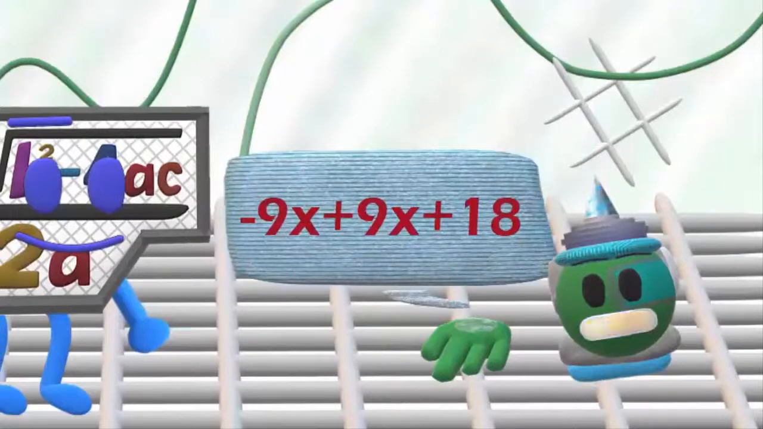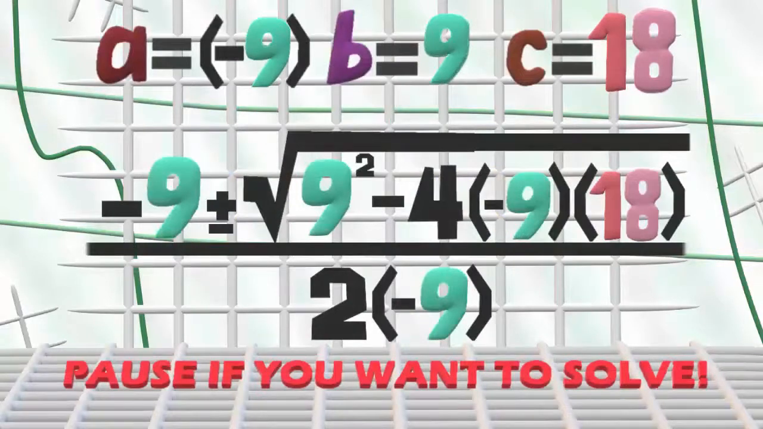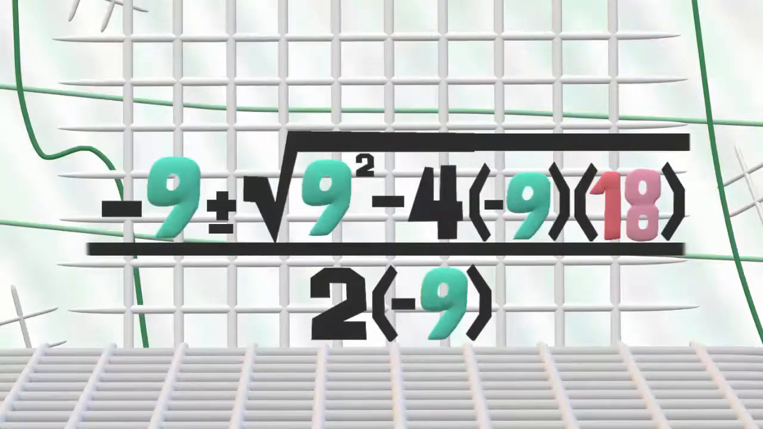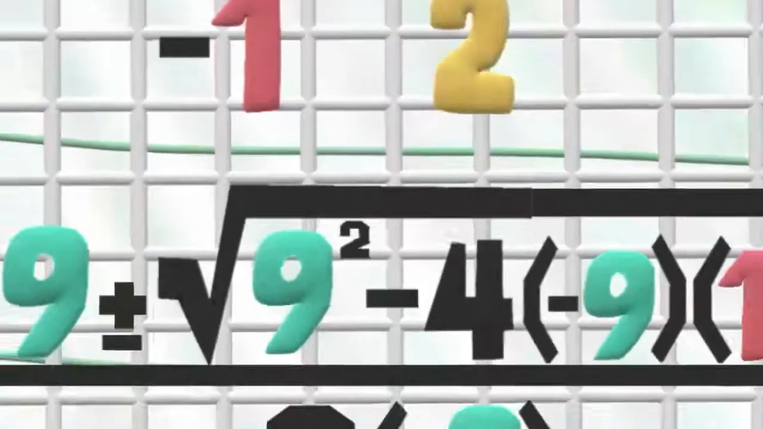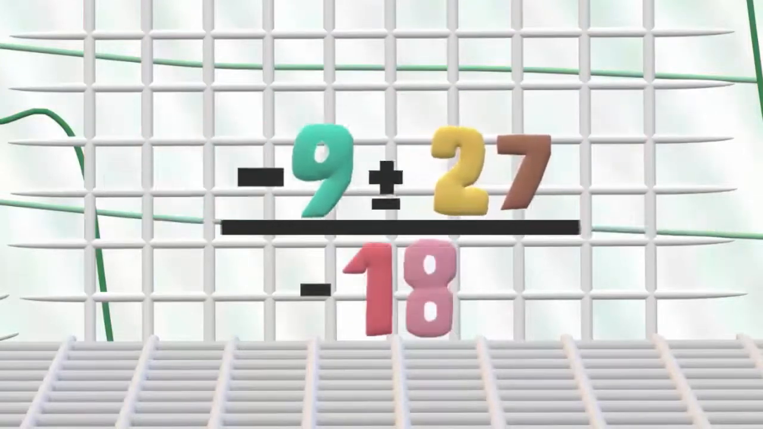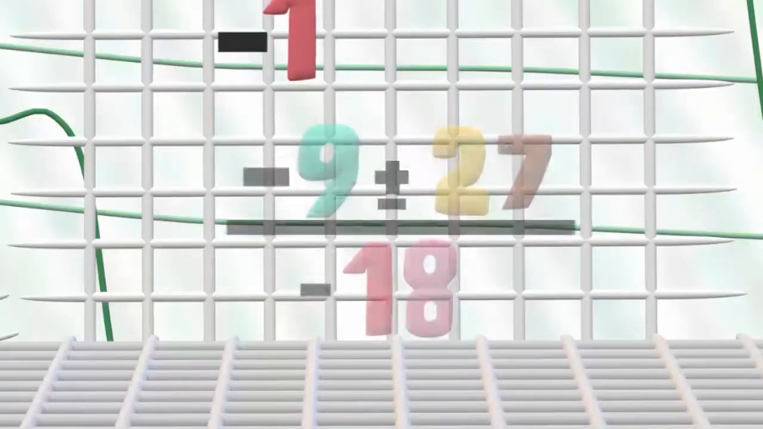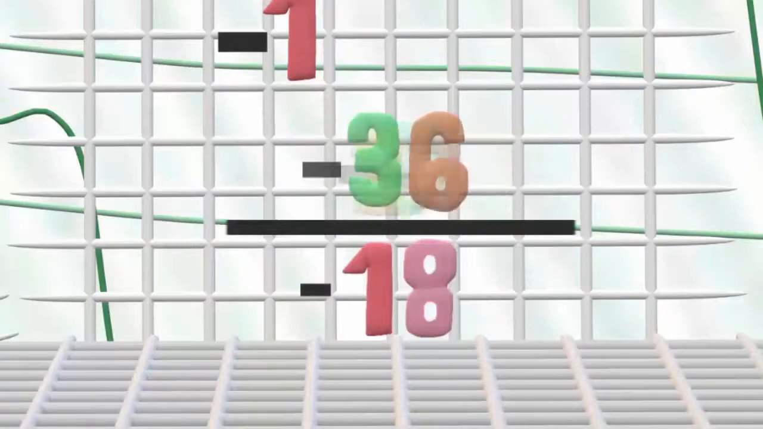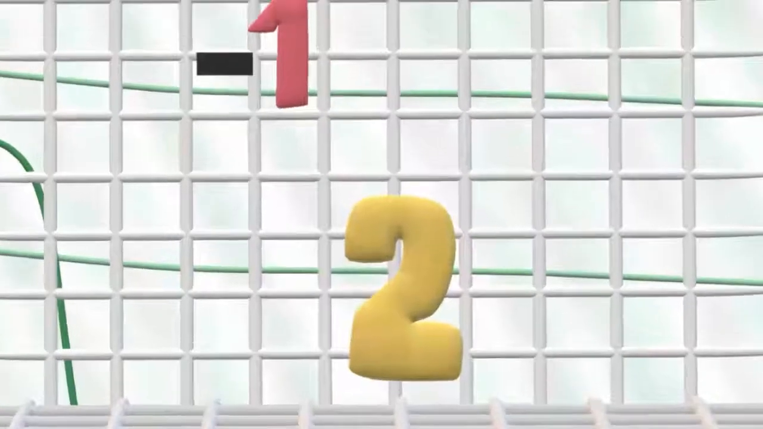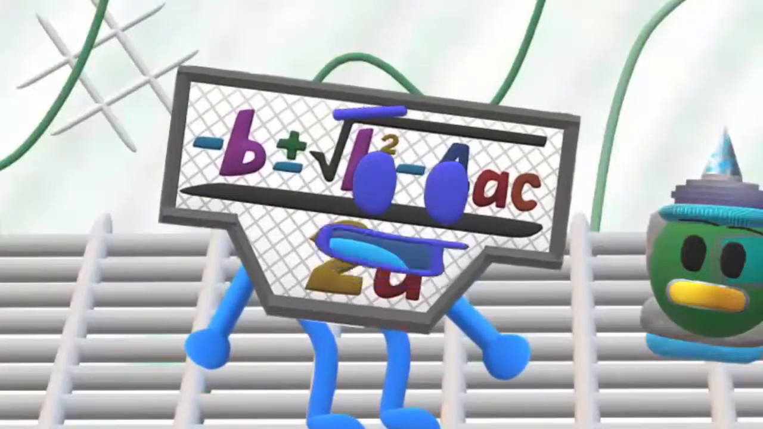-9x squared plus 9x plus 18. I got it. Okay, I think I figured it out. The answers are -1 and 2. Solve the discriminant, which results in 729. 2 times -9 is -18, and -9 plus 27 over -18 is exactly -1. While -9 minus 27 over -18 is exactly 2. Yes, I did it. And with 5 minutes to spare.